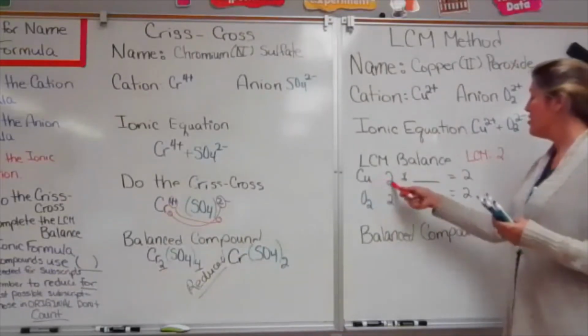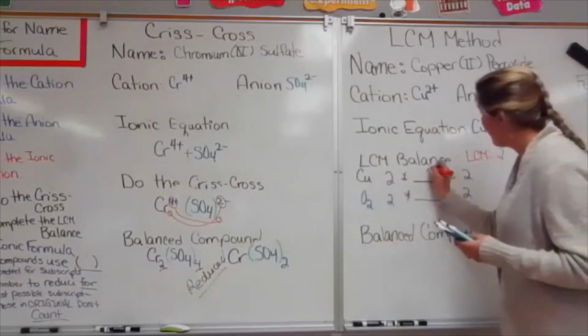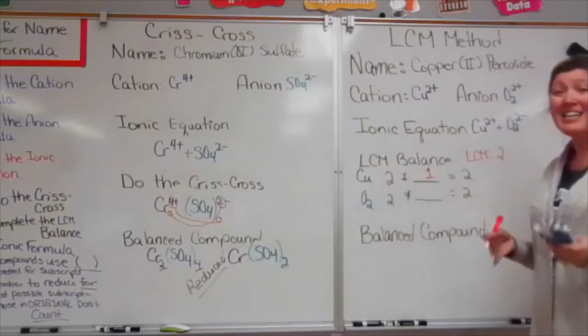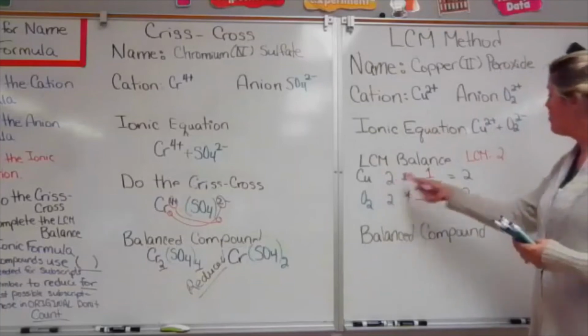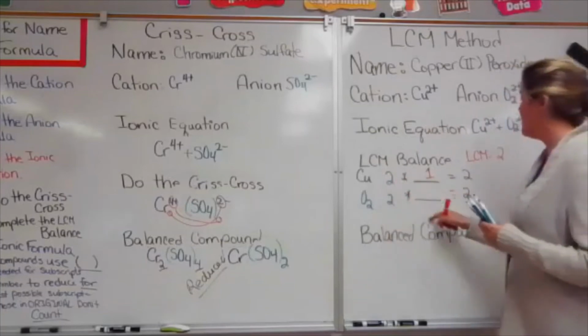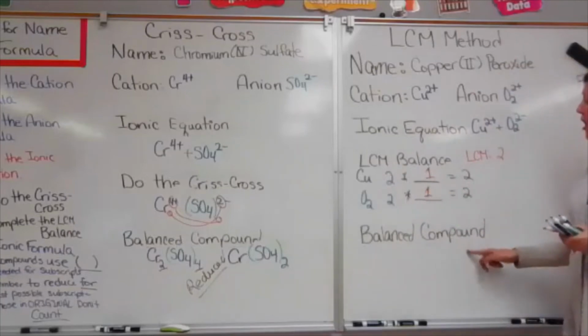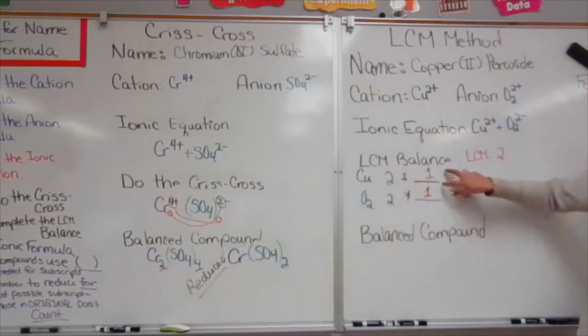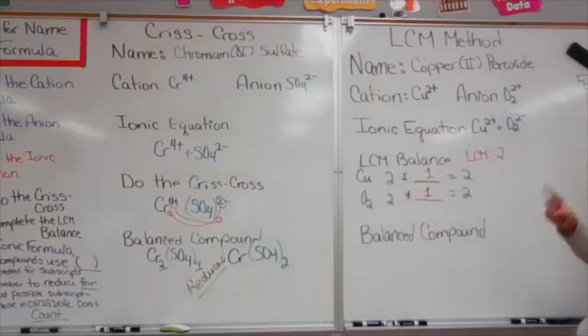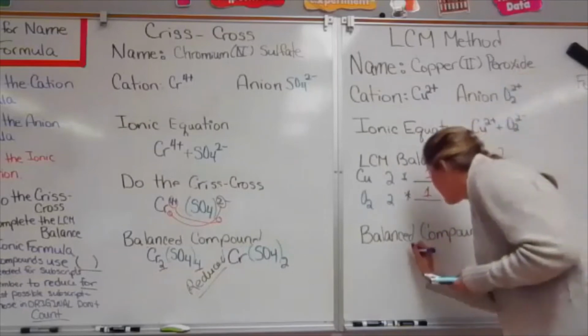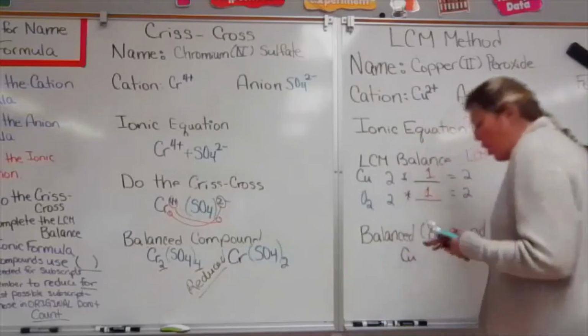So for Cu, 2 times 1 equals 2. It has to be 1, because 1 times anything is itself, and those two are the same number. So that also has to be true for O2. So then we can write our balanced compound knowing that we are not going to write 1 as a subscript, because you only write subscripts of 2 or higher. So we're just going to write it as CuO.